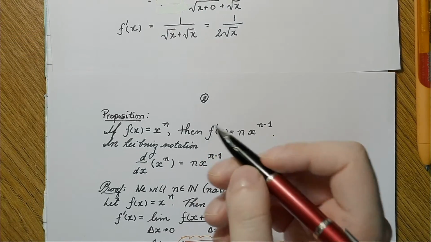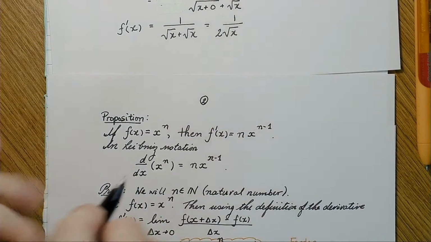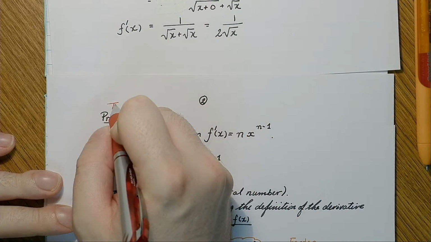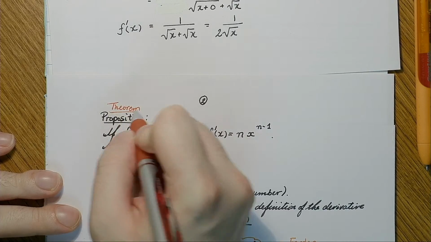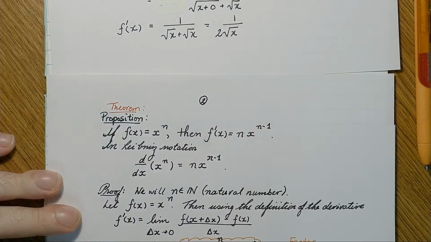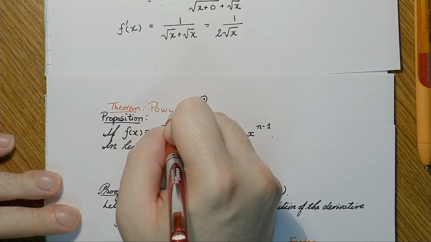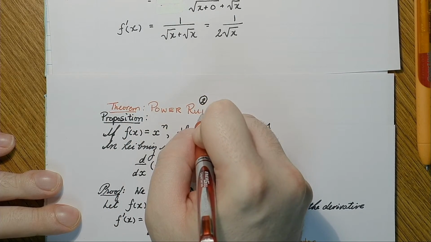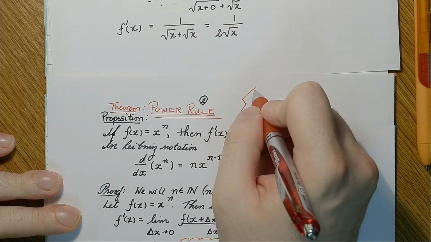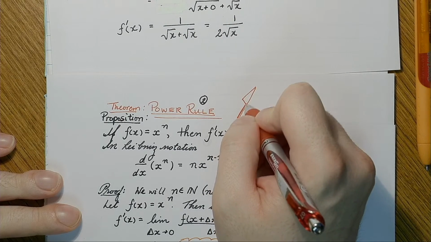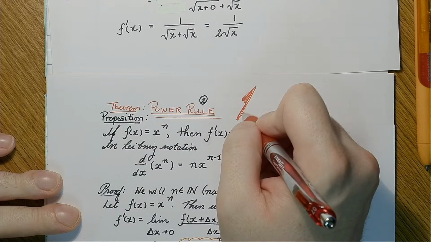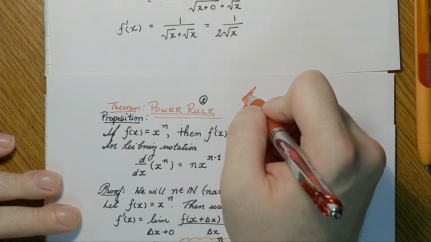Okay, just a second. This proposition is so important, and now that we proved it, this is now a theorem because it's important. What are we going to call it? Let's call it the power rule. Power, you know, with a lightning bolt. Oops, that looks more like a knife. There we go, more like a lightning bolt.